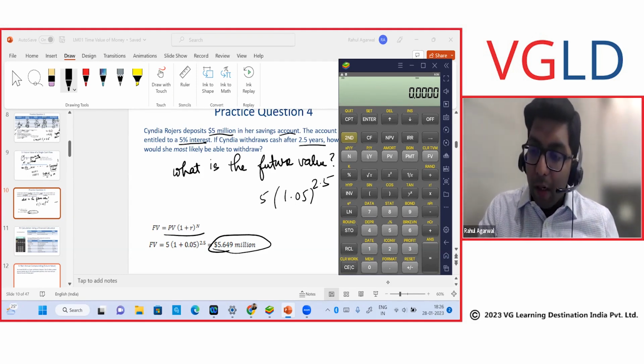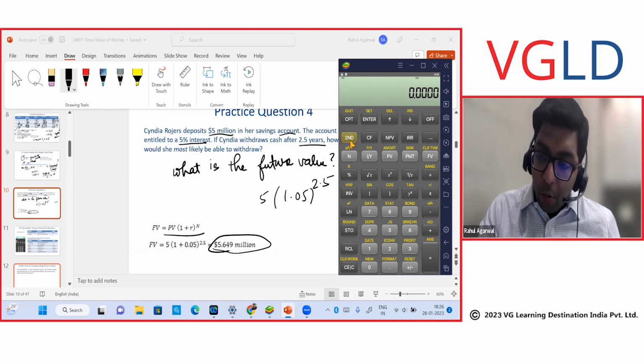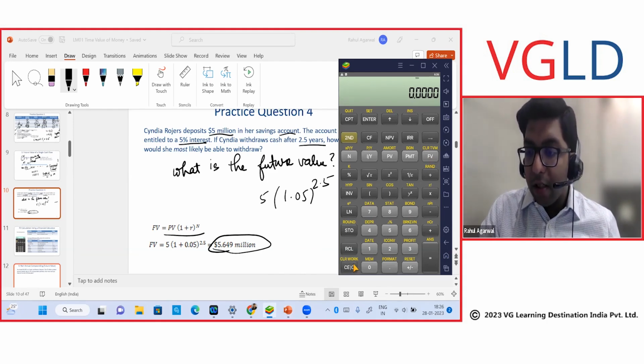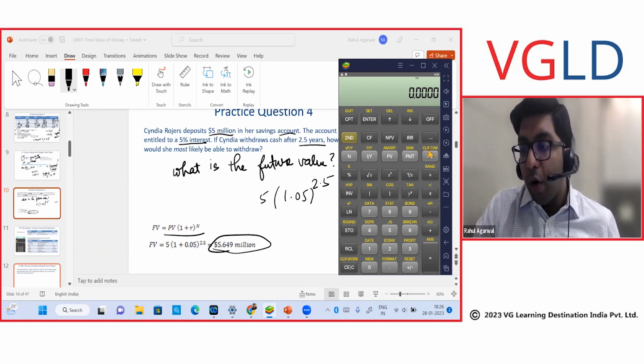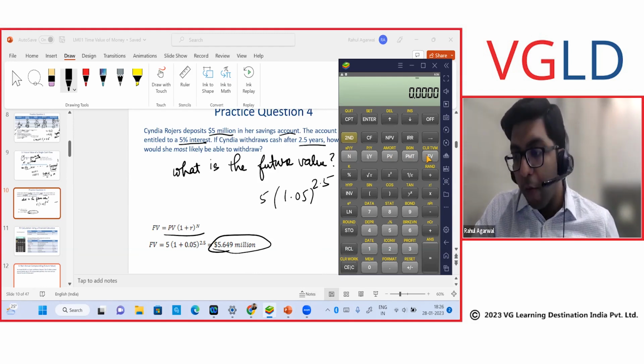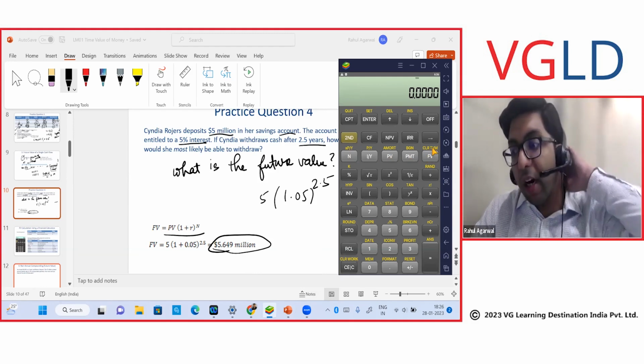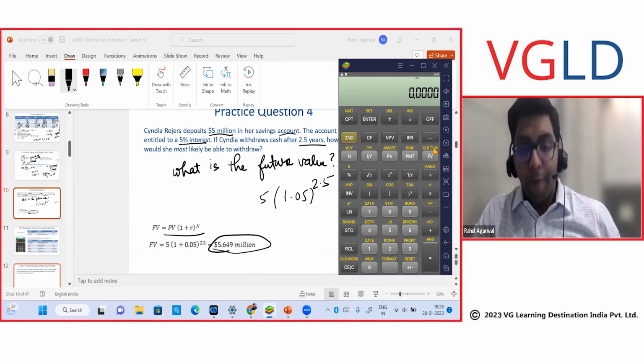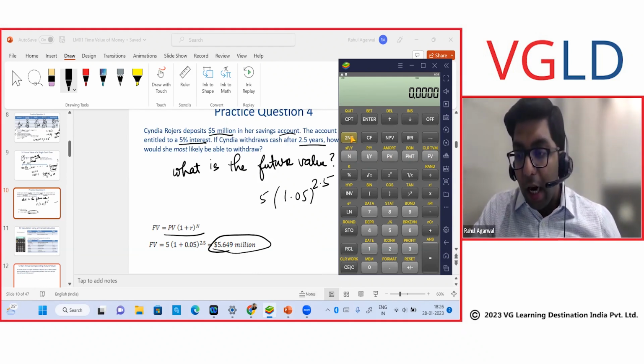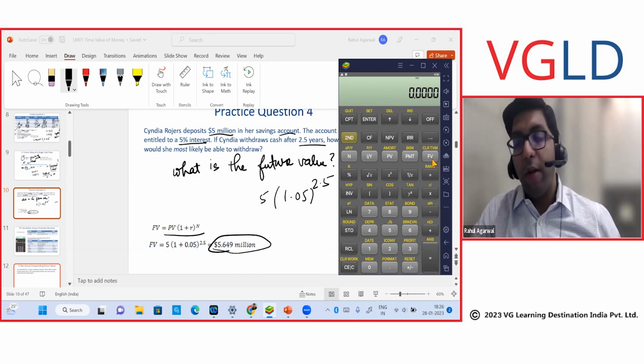So have a look at the calculator. Have a look at the screen. See, in this calculator there is a button called second. So you press this second button. Then you press this button FV. Why am I pressing this? Please try to understand. If you notice, above N, above I/Y, above PV, above PMT, above FV, there is something written in yellow. What is written above FV? Clear TVM. What is TVM? Time value of money.